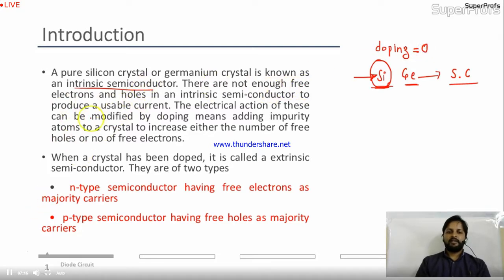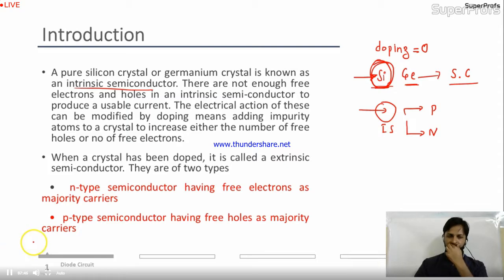So there are not enough free electrons in the intrinsic semiconductor. We don't have the free electrons, right? But for electricity conduction, we need free electrons. So we add some impurities into the intrinsic semiconductor, or I can say the pure semiconductor. You have to add the impurities. Then you can convert this pure semiconductor into two types, P-type semiconductor and N-type semiconductor, right?